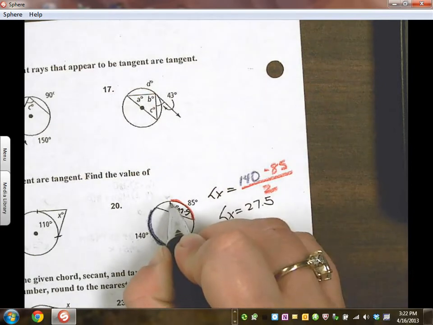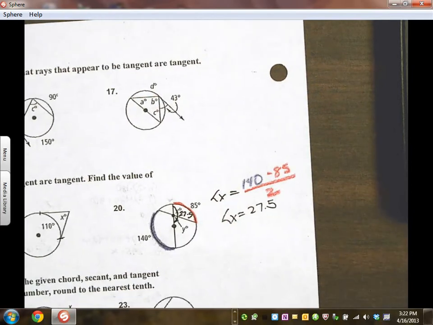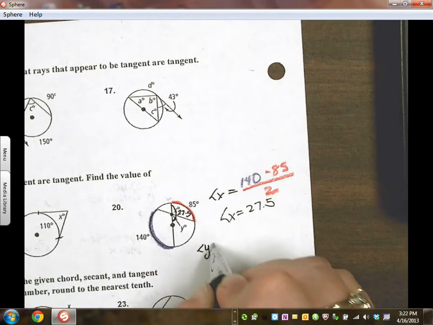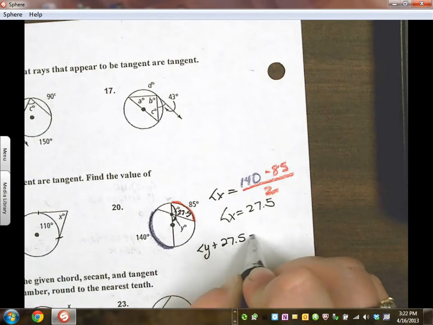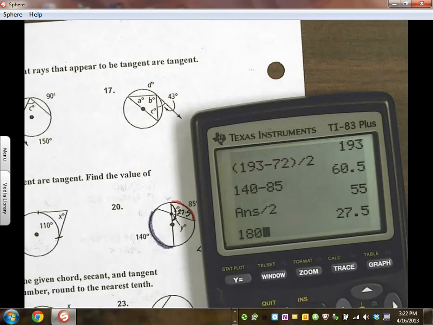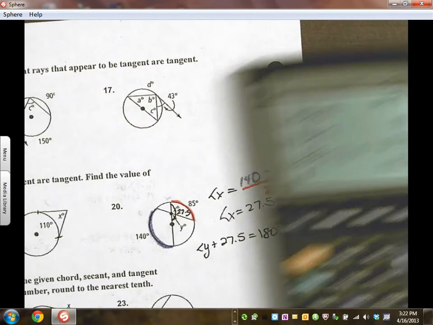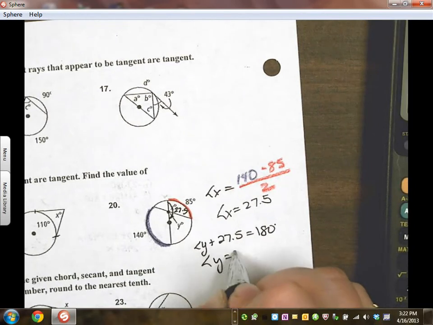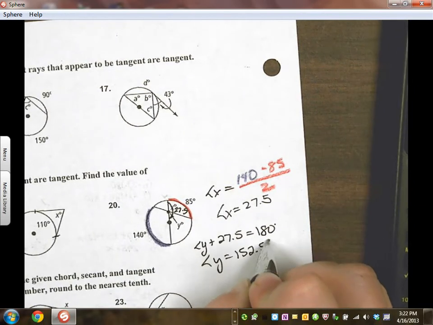Do you see that these two together are a linear pair? That means that angle Y plus 27.5 has to equal 180 degrees. So 180 minus 27.5 is 152.5 degrees. Okay?